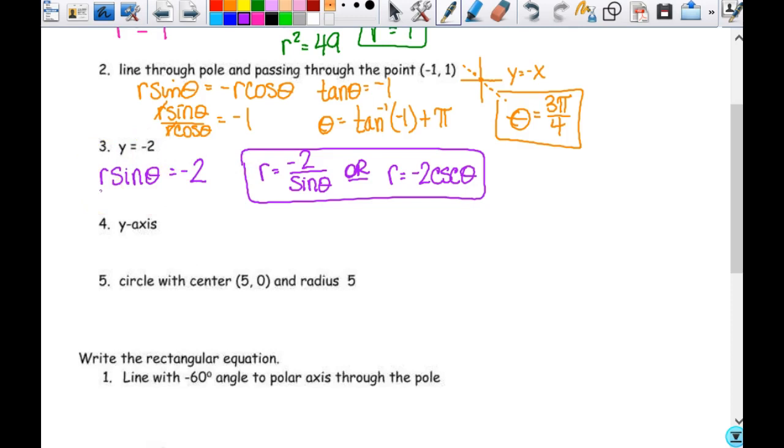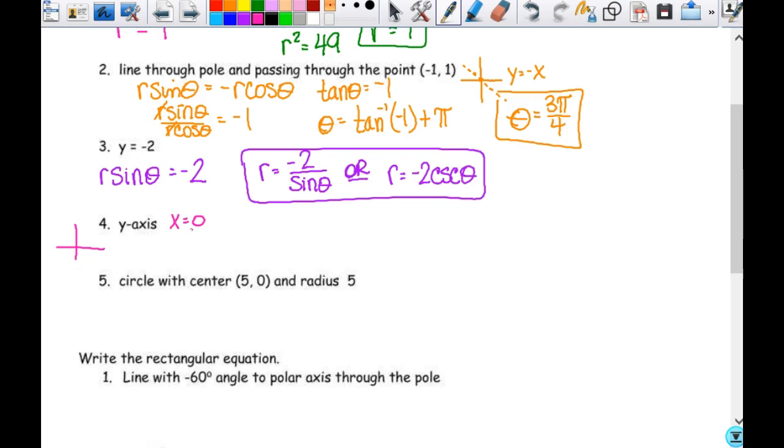So your y-axis, we can go about it this way again if you want, but if you know what the y-axis is, your y-axis is right here. That means it is an x equals line, and so your x would equal 0, right? That's what the actual equation is in rectangular form.